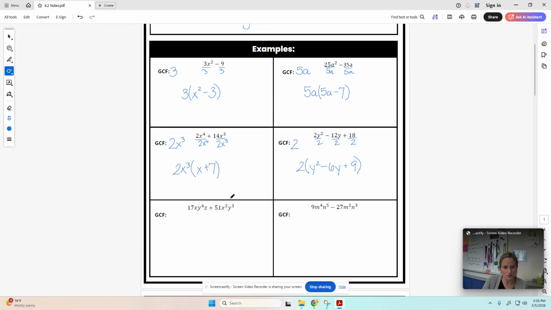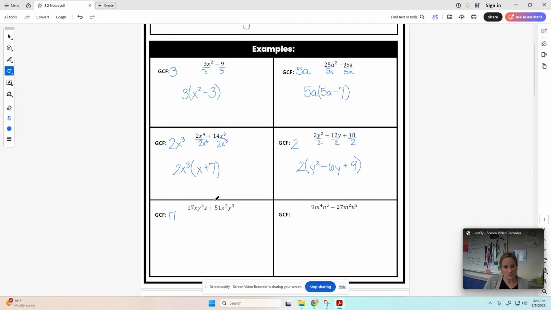In these next 2, we're going to look at what in the world we are going to do when we have multiple variables. So I still look at my coefficients the same way, and I think about what is the largest number that goes into both 17 and 51. 17 actually goes into both of those, so my greatest common factor is going to have a 17 in it. And then I'm going to look at each variable independently to determine which variable or variables are in my greatest common factor.